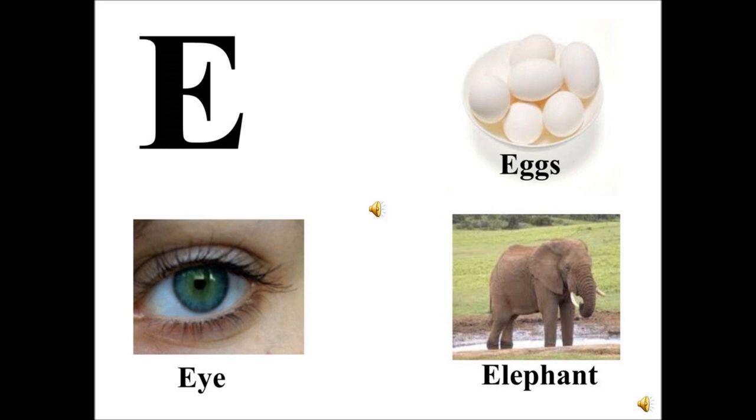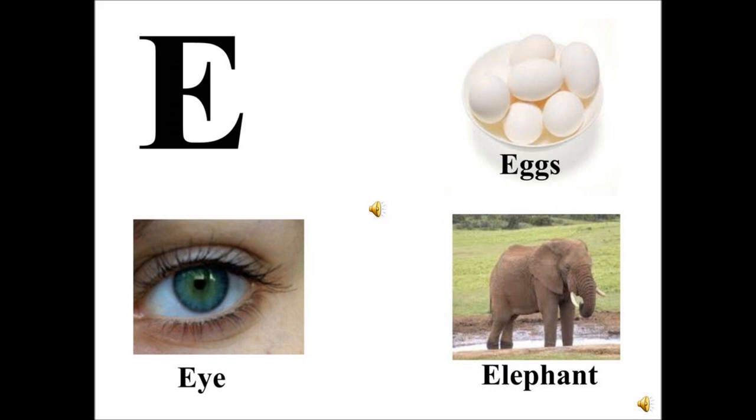What is that alphabet letter? That's the alphabet letter E. What is the sound? The sound of the alphabet letter E is eh, eh, eh. These are E words. Eye, eggs, elephant.